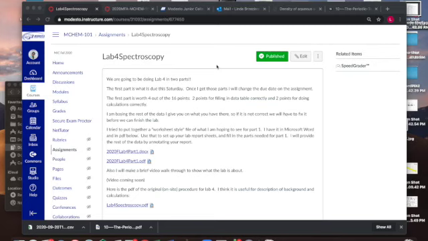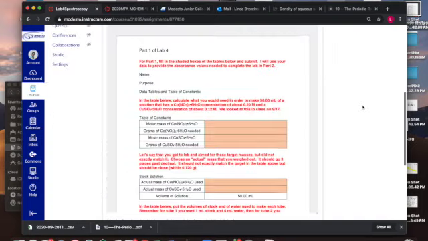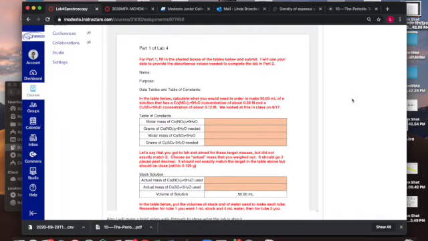Let's try to get an idea of what we're doing for Lab 4. We're going to do Lab 4 in two parts. The first part is in this worksheet over here. Let me open up one of them. I'll open up the PDF. So I have a PDF and a Word document of part 1 of Lab 4.